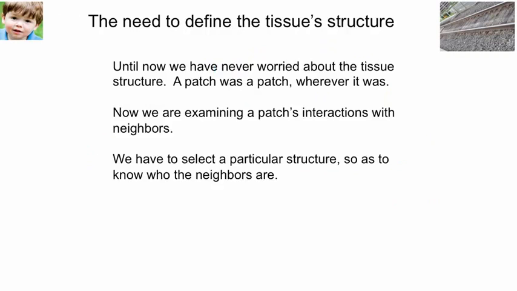There's another thing. Up until now, we've talked about patches in isolation with very little need to talk about the specific structure from which they came. We've mentioned along the way frog muscle, squid axon, but by and large, we've talked about patches all alone in the world. Well, it's just not like that anymore. Things are different now. We're examining how one patch interacts with its neighbors. And to do that, we have to do that for a particular tissue structure.